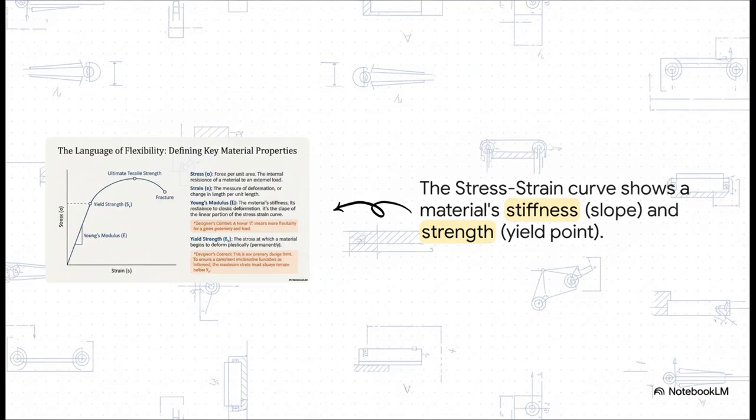But here's the critical part. See where that curve starts to bend and doesn't go back? That point is the yield strength, or S_Y. For us, that is our primary design limit. It's the do not cross line. If you push a material past that point, it stays bent. It's permanently deformed. So any good compliant mechanism has to live its entire life below this limit.